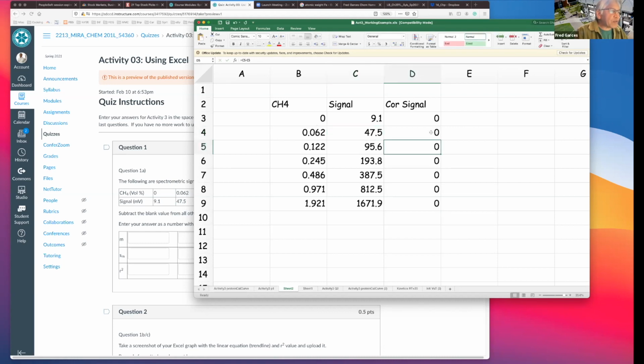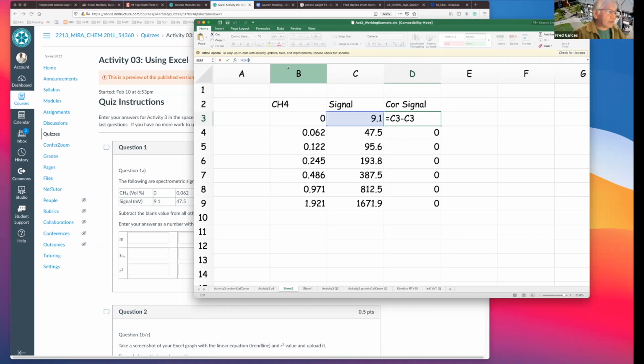Okay, so the way I'm going to do that is I'm going to tell Excel that this second C3 has got to stay on C3, because I want all those numbers to subtract 9.1. And the way I make sure that it's stationary is I put a dollar sign.